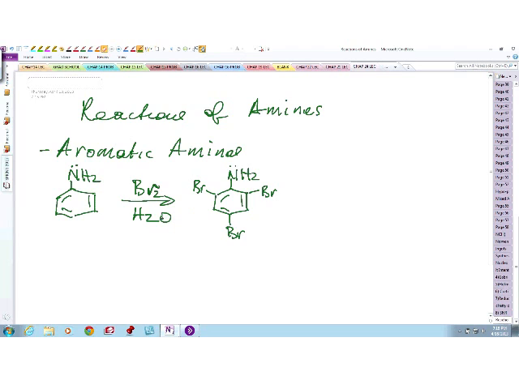Okay. Now, supposing you want to stop this, supposing this is what you want to make. Supposing you only want to do a monobromination. Supposing this is what you want to make.